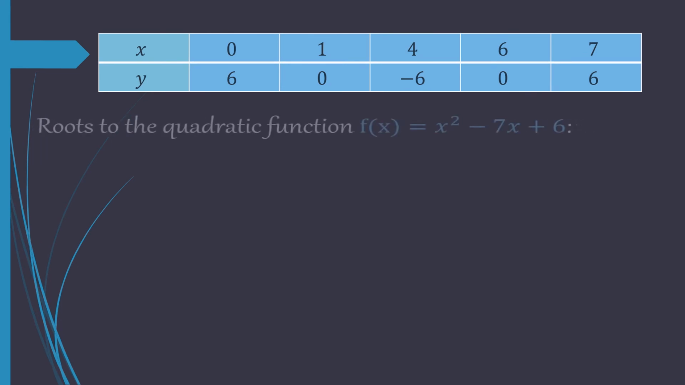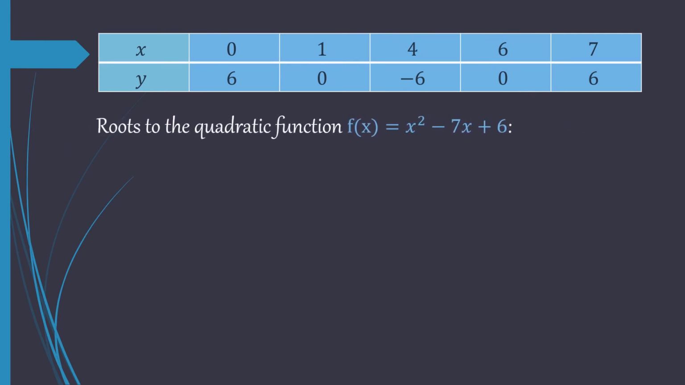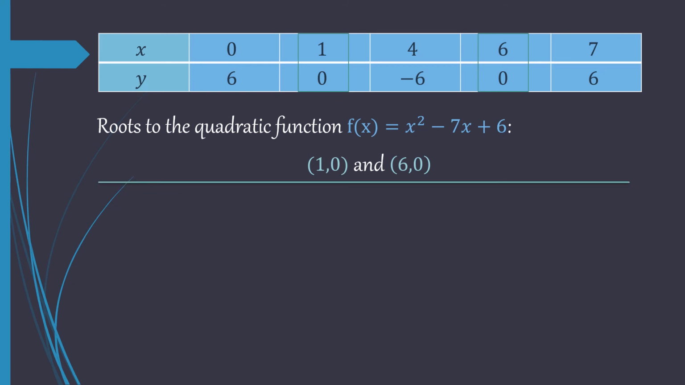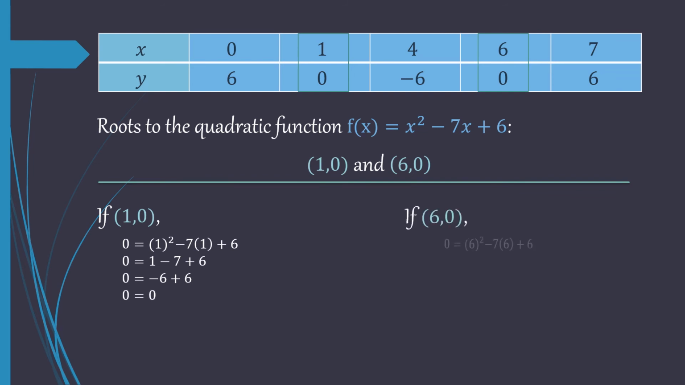So we can say that the roots of the quadratic function f(x) = x squared minus 7x plus 6 are (1, 0) and (6, 0). For checking of the roots, we will substitute the following roots to the function. We will plot the following points that we obtained from the table, the x values and the y values.